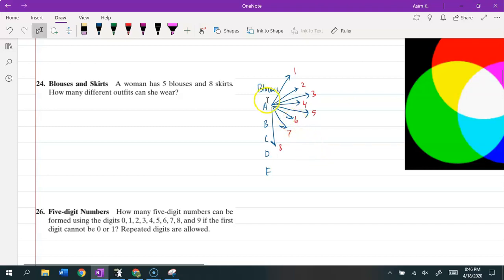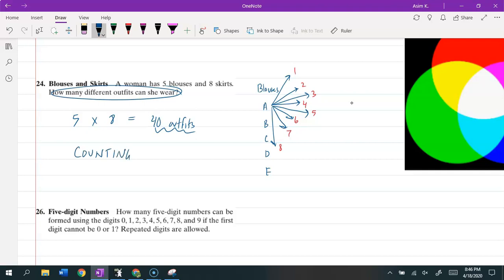And so what we're really saying is, well, if A was to be chosen, then she has 8 possibilities. If B was to be chosen, then she has another 8 possibilities. And so really what we're saying is to every one of these possibilities, there are 8 more to go. And so altogether, when they say how many different outfits could she wear, she can wear 40 outfits. And what you just did here is a very important piece of counting. It's called the counting principle. All right, it's called the counting principle.